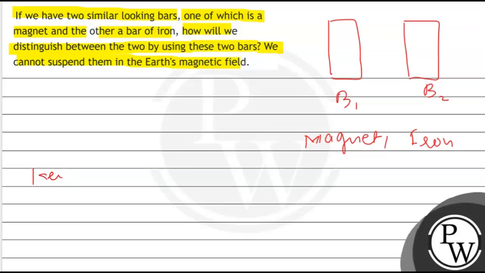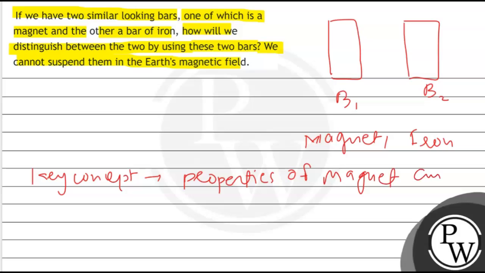So the key concept involved here is the properties of a magnet and an iron bar. This is the key concept. But before writing the properties of the magnet and iron bar, let us conduct an experiment.